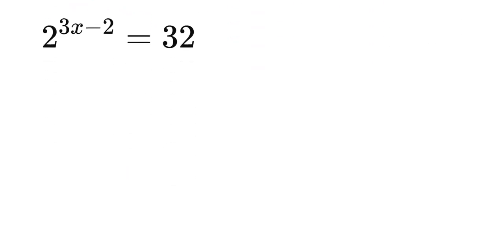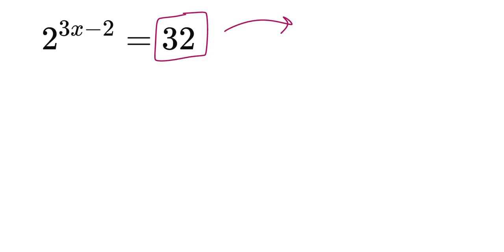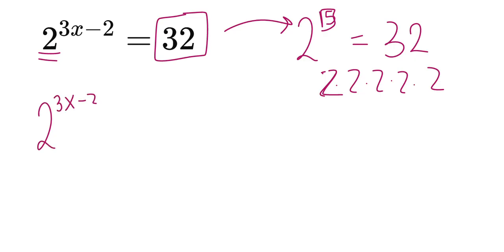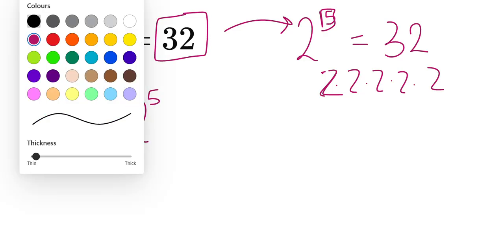Alright, next question. 2 to the power of 3x minus 2 is equal to 32. The only thing we need to do is 32. It must have been written as 2 to the power of what to give us 32? You know that you have to multiply number 2 five times by itself to get 32, so the power is 5. Excellent. We just say 2 to the power of 3x minus 2 is equal to 2 to the power of 5. Almost done, right?